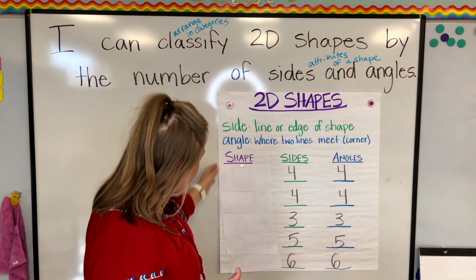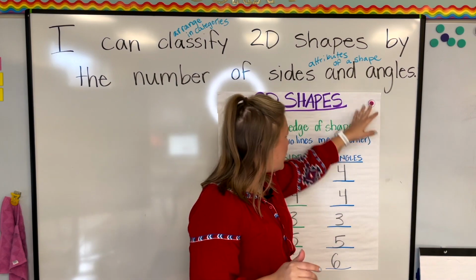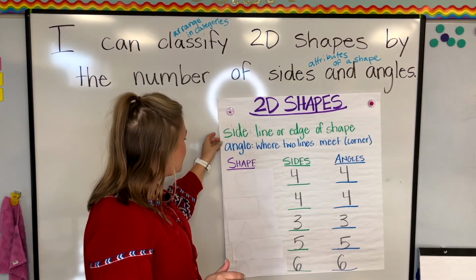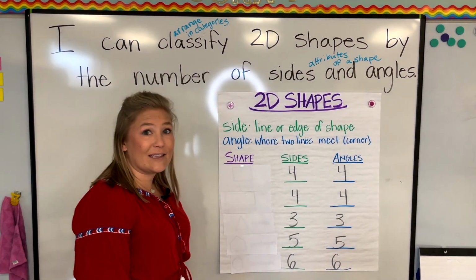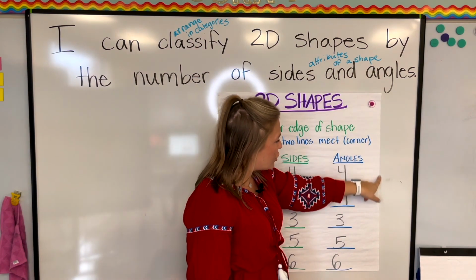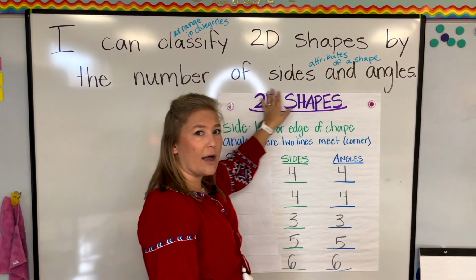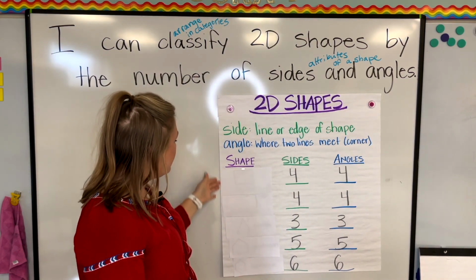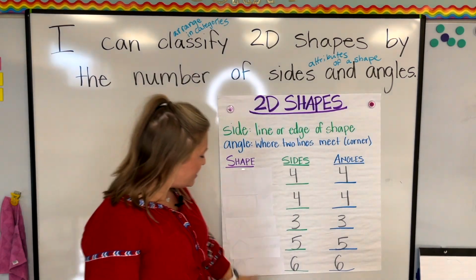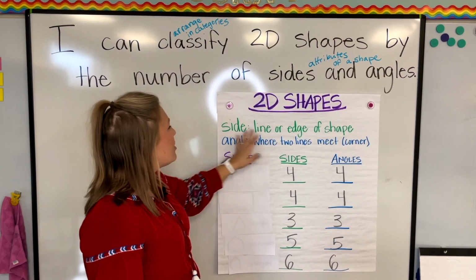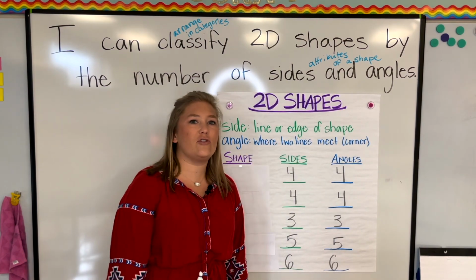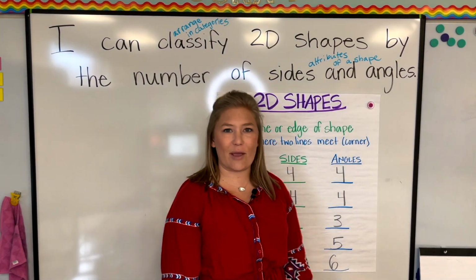So if I think about my anchor chart sitting right here on the board, a side, if I say point to the right side, you're going to come over here and point to the side. The top is a side. This is an edge or a side. So our side is really just the outline of our shape.